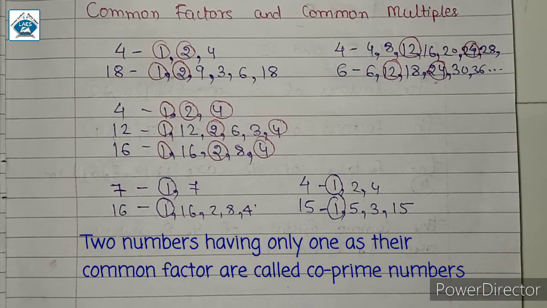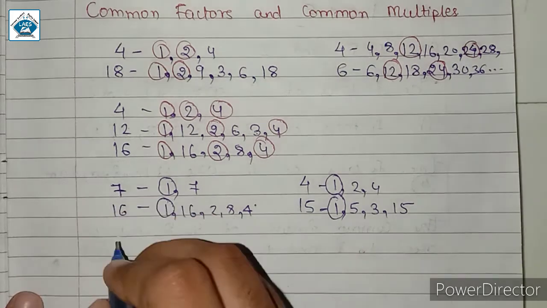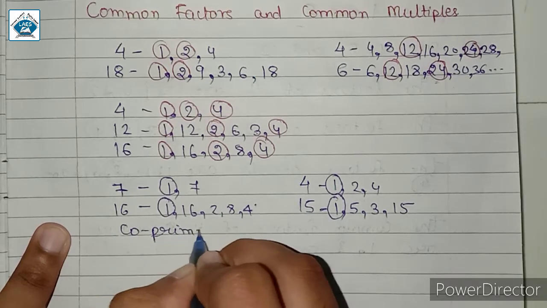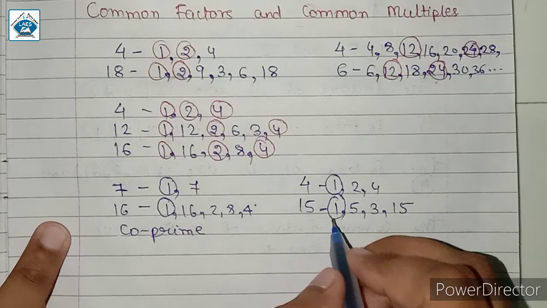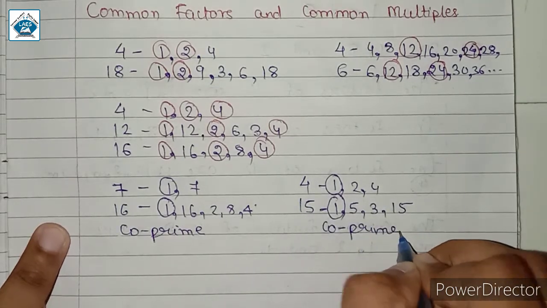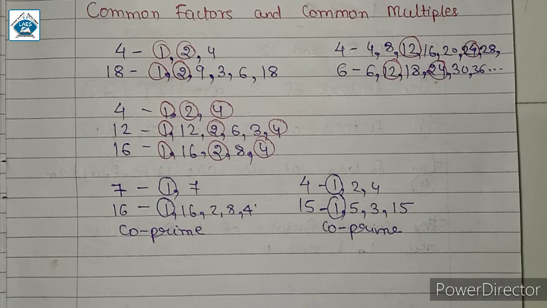So 2 numbers having only 1 as a common factor are called co-prime numbers. So 7 and 16 are co-prime numbers. What are they? They are co-prime numbers. Similarly, 4 and 15 are co-prime numbers. Again, what are co-prime numbers? 2 numbers having only 1 as a common factor are called co-prime numbers.